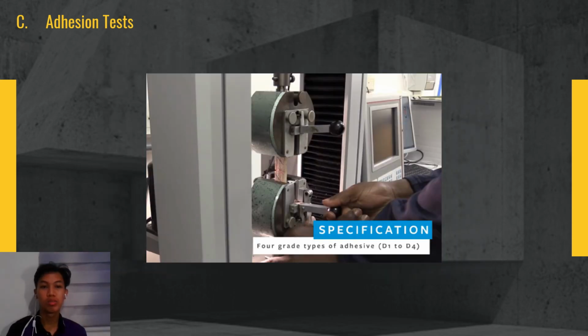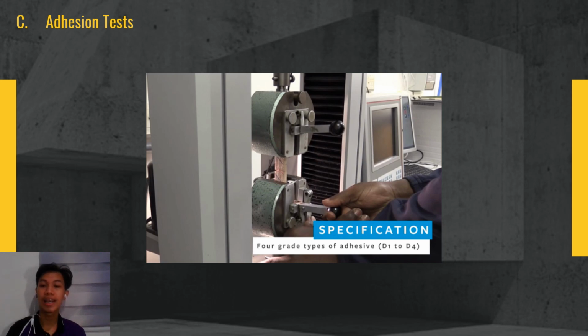So, ayun, as we've seen in the video, I hope you understand naman na kung ano yung nangyari. Dito, gumamit sila ng 4 grade types of adhesive, which is from D1 to D4. Yun yung specs nung ginamit na adhesive. Then, after that, para rin lang siyang tensile test kung saan nag-test ng magkadikit na material. Pero dito naman, hindi siya tulad ng mga metal ng mga tinetest.